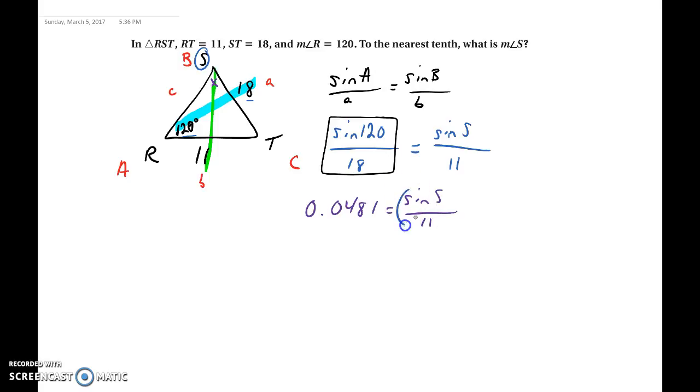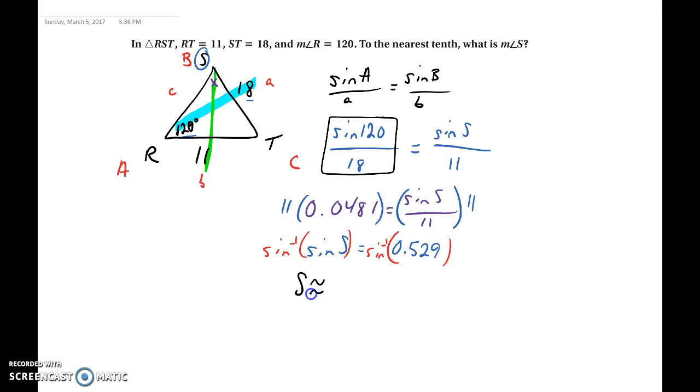Then we can multiply each side by 11. And then we will get sine of S is equal to approximately 0.529. And then remember, if we want to solve for this angle, what we need to do is take the sine inverse of each side. Angle S is approximately equal to 31.95 degrees. Since it does say round to the nearest tenth, we would round this up, which then means it's going to give us that S is approximately equal to 32.0 degrees.